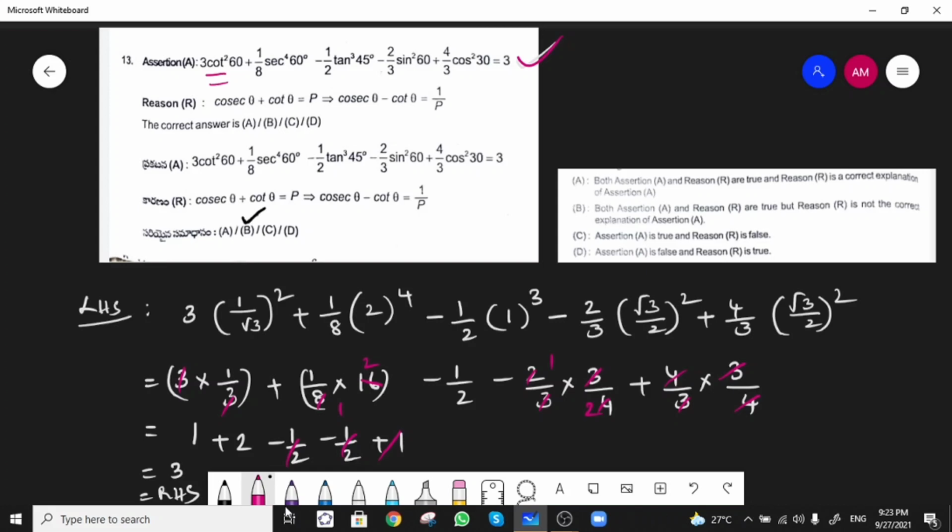Let us check the reason. See, if cosecant theta plus cot theta is equal to P, then cosecant theta minus cot theta is equal to 1 by P. Yes, this is true. Since cosecant square theta minus cot square theta is equal to 1, from that we get this statement. The reason statement is true, but it is not the correct reason for this assertion. We have not applied this formula in the assertion. So which option? B. B is the correct option.